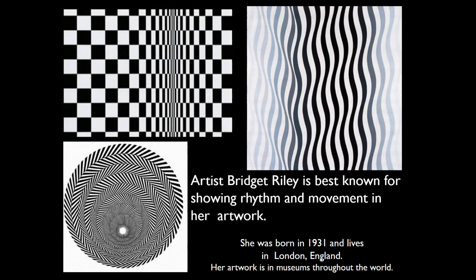Let's look at Bridget Riley's art. If you look at the top left, you may be making a connection with a checkerboard. Let's see how this artist created the illusion of movement. At the left, this artist starts with black and white squares, and as your eye looks to the right, you'll notice how those squares gradually change to rectangles.